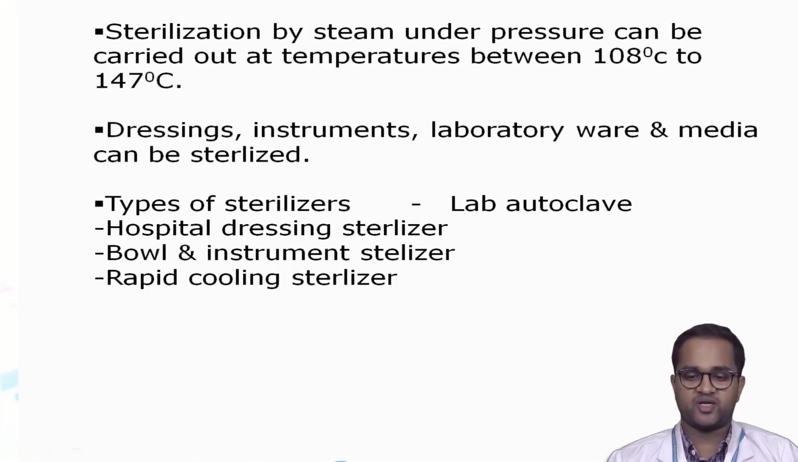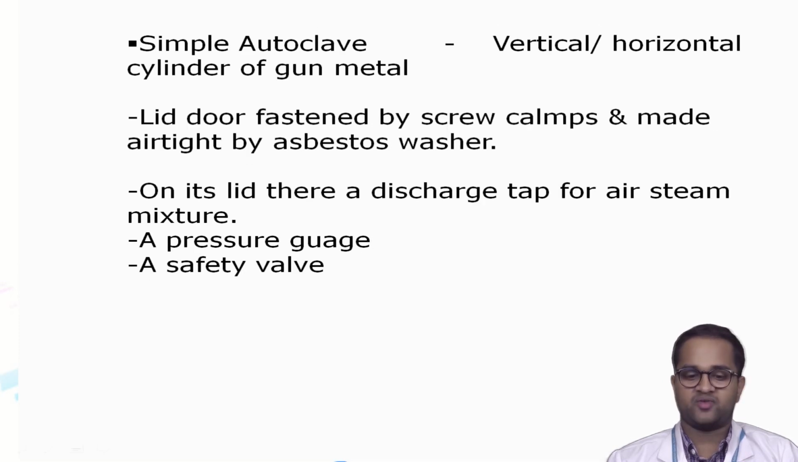Sterilization by steam under pressure can be carried out at temperatures between 108 to 147 degrees Celsius. Dressings, instruments, laboratory ware and media can be sterilized. The types of sterilizers are lab autoclave, hospital dressing sterilizer, bowl and instrument sterilizer and rapid cooling sterilizer. You have the simple autoclave, which could be vertical or horizontal. It could be a cylinder of gunmetal. The lid or door is fastened by screw clamps and made airtight by an asbestos washer.